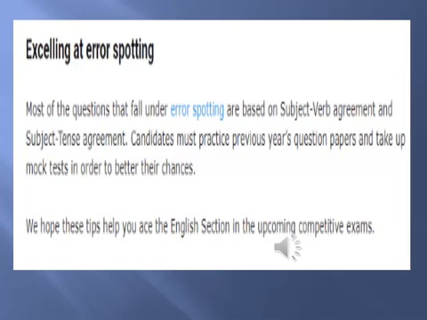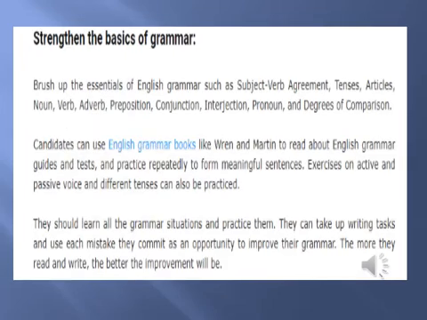Candidates must practice previous year's question papers and take up mock tests in order to better their chances. Because these are the questions which are confusing a lot, and therefore you must have enough practice. If you have got enough practice, then definitely you will be able to do well in this section. We hope these tips will help you in the English section in the upcoming competitive exams. Your grammar has to be good if you want to score well in English examination. So strengthen the basics of grammar and therefore refer Rain and Martin book. If you refer Rain and Martin grammar book, definitely you'll be able to do well in the UPSC English examination.